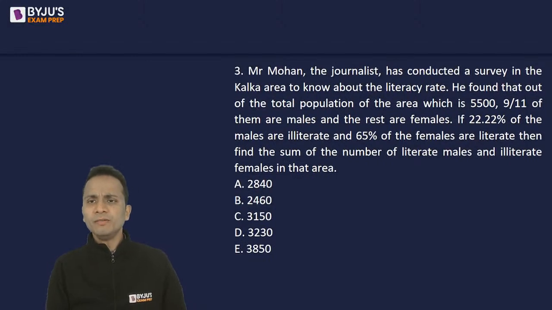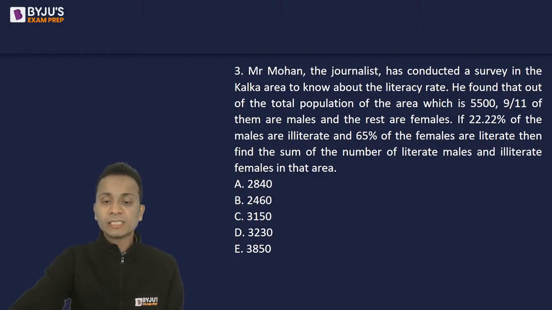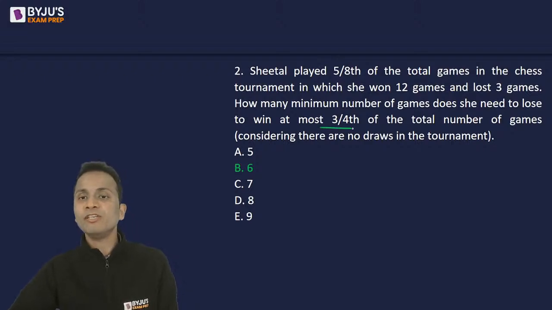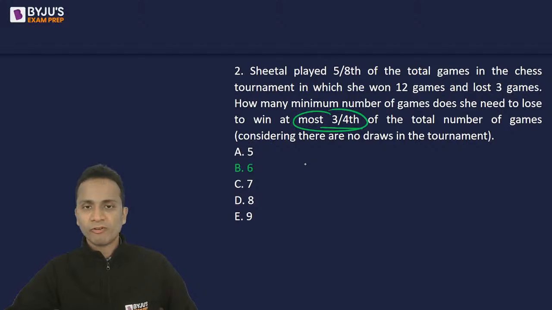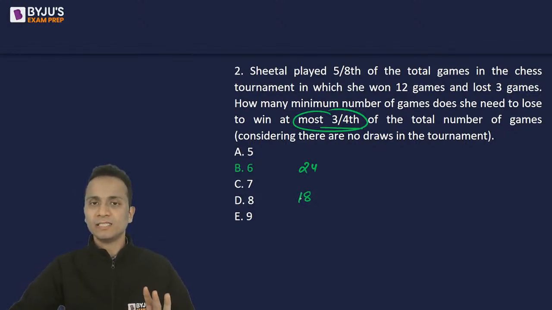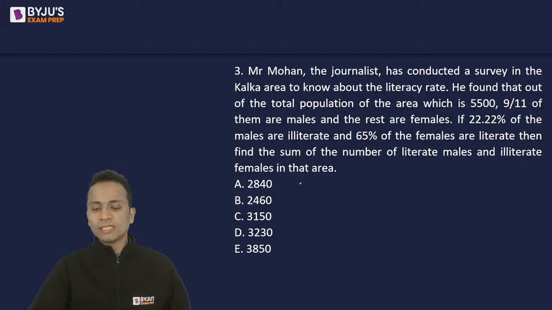Next question, question number 3. Slightly lengthy question, but sir, there it asks for the minimum, so yes, at most 3/4 of the total number of games, right? So she has to win at most 3/4, at the maximum. So Gaurav, look at this word as well. She has to win at most 3/4 of the total, right? So out of 24, she will have to win maximum 18 games. She cannot win more than 18, okay? So that means she will lose 6 games.